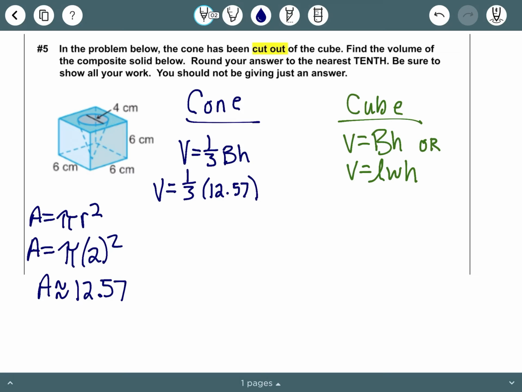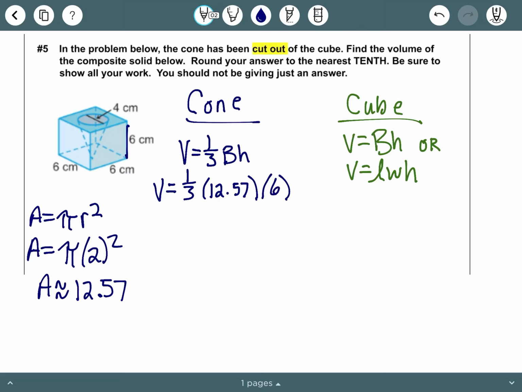And then we need to find the height of our cone. Well, it doesn't come out and give us a height of the cone, so there's no line that goes down the middle of the cone and tells us. But if you think about it, the top of the cone, or I guess you could say the circular base of the cone, ends where the top of the cube ends, and the point of the cone goes all the way to the bottom of our cube. So the height of our cone is going to be 6 centimeters.